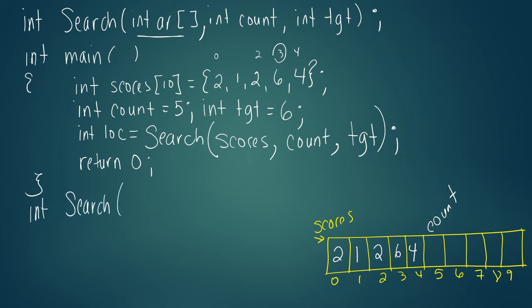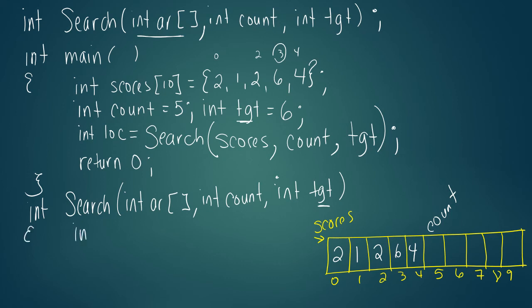It's going to take an integer array, an integer count, and an integer target. Now this target and this target are actually 2 different variables. So if it confuses you, it's a good idea to make it 2 different names. This target is local to the main function, and this target, TGT, is local to the search function.